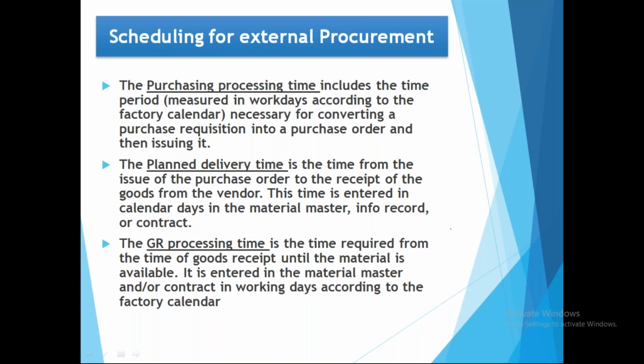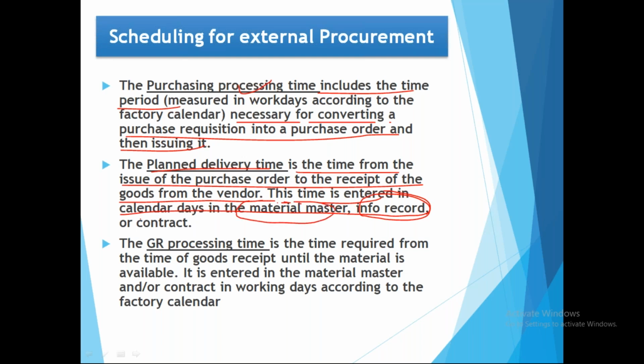The purchasing processing time includes the time period necessary for converting a purchase requisition to a purchase order and then issuing it. Planned delivery time is the time from the issue of the purchase order to the receipt of the goods from the vendor. That means vendor supply time. This time is entered in calendar days into the material master or your purchase info record, or into the contract. Already we discussed all these things.